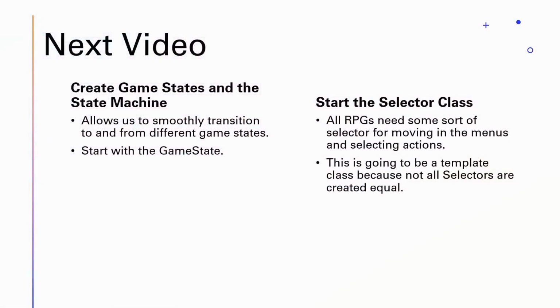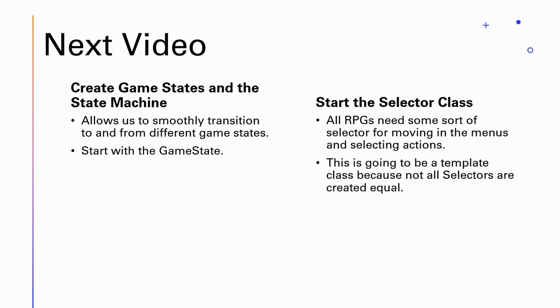Thank you. Awesome, guys. So that wraps up this video. So we didn't have time to dig into the Win API for processing different console input events. However, we'll get right into that next time before we start doing anything else. And then we will create game states in the state machine. This will allow us to smoothly transition to and from different game states. And we'll start with the game state itself.